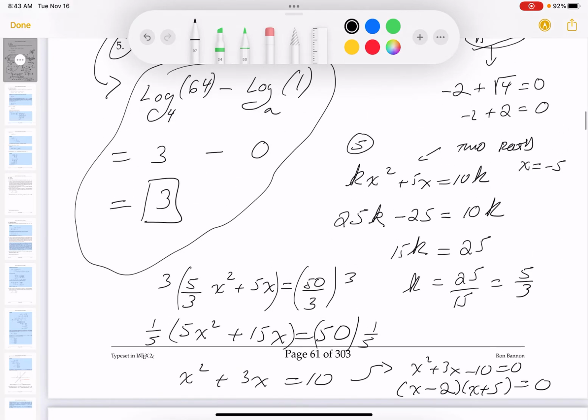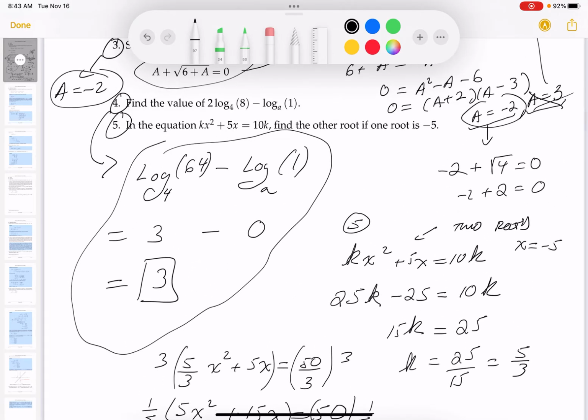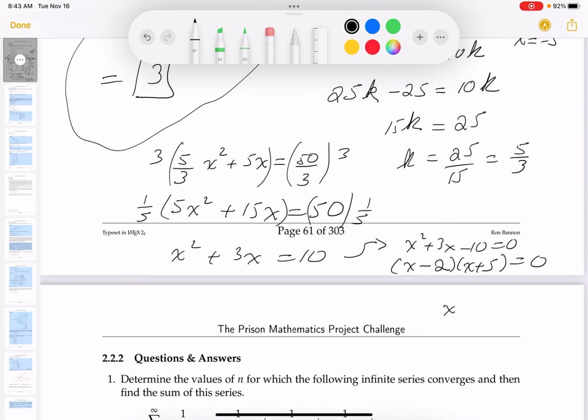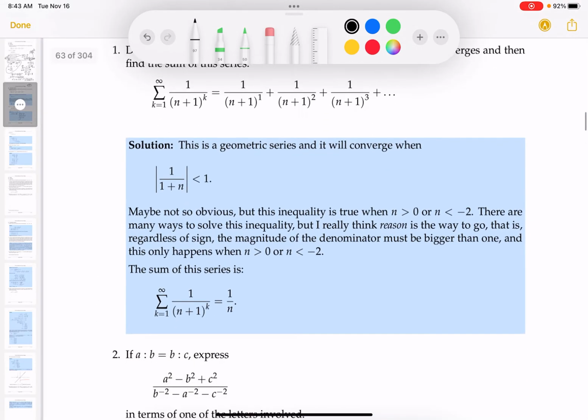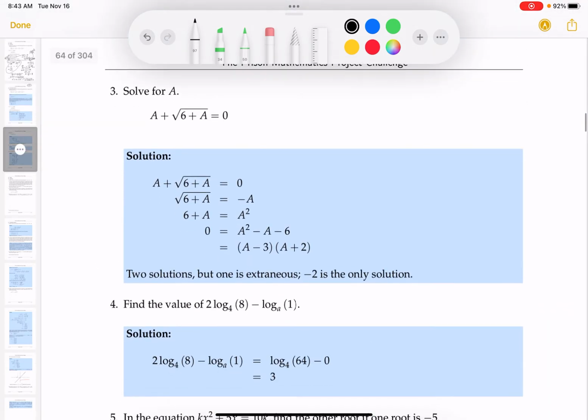Let's see if that works out. Yeah, it does. So what's our question again? In the equation, find the other root. The other root's going to be x equals 2. All right, let's go quick over this. And again, those last three were pretty easy.